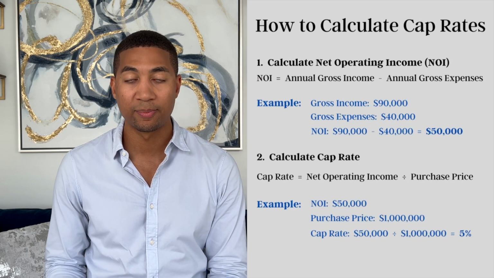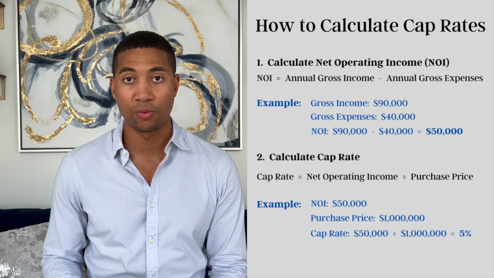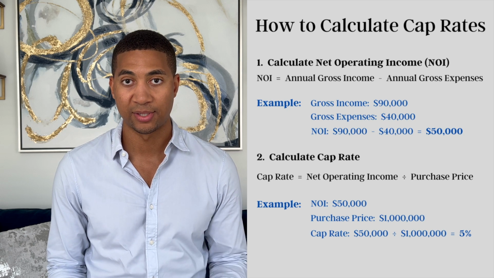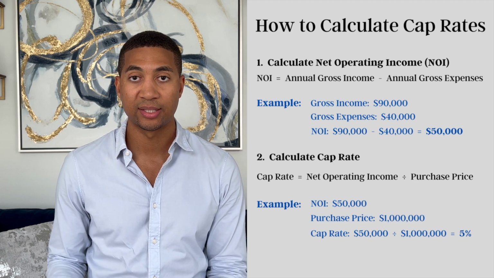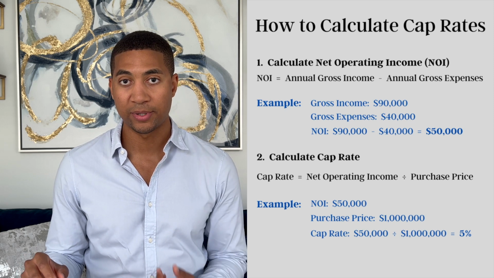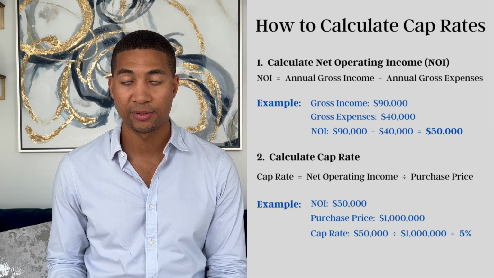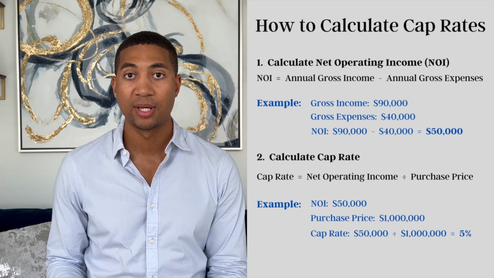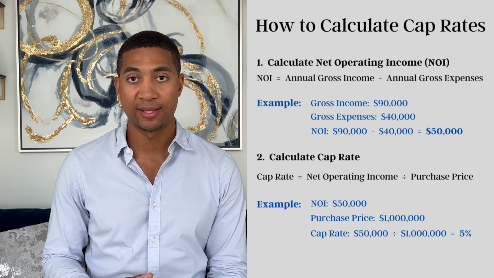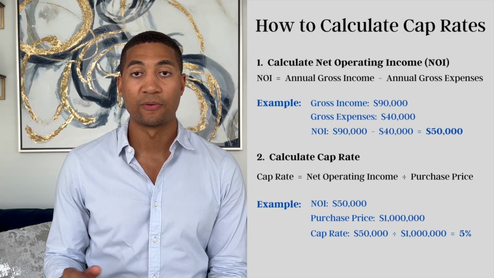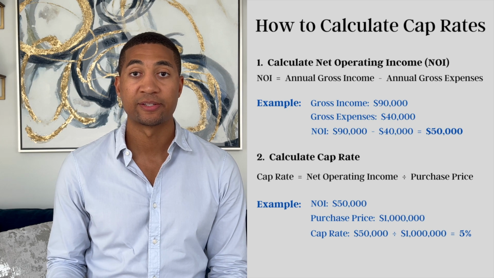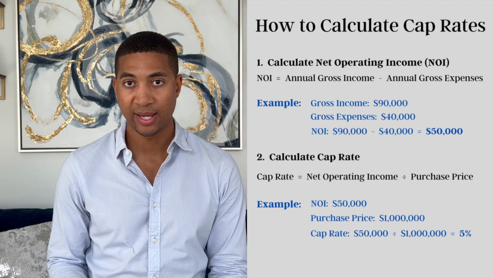I'll give you an example. Let's say that you're looking at an investment property that costs $1 million, and the current gross rent on it is $90,000. And then your expenses are $40,000 a year. So what you're going to do is take the $90,000, subtract the $40,000 from it, and that'll give you $50,000. So on this property, the net operating income is $50,000. Now you're going to take that and divide it by the purchase price, which is $1 million. So $50,000 divided by $1 million gives you 0.05, which is 5%. So your cap rate on this example would be 5%.